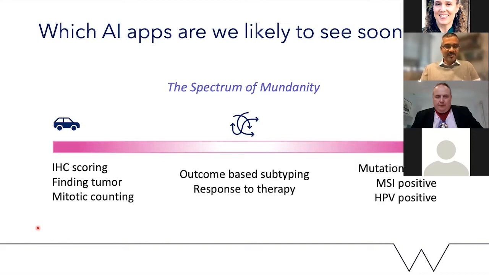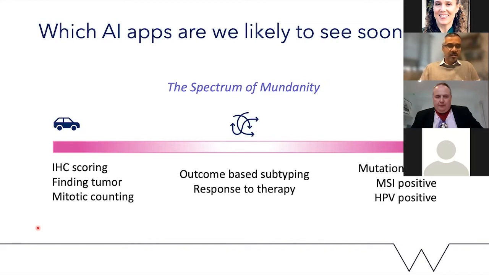My feel is that it's these two ends of the spectrum that are relatively low-hanging fruits. And then it's the stuff in the middle: the outcome-based subtyping, prediction of response to therapy, and stratification of patients into various different subgroups according to outcome. I think that's where a lot of further effort is required. Even though there have been a few advances in these domains, there's a lot of work that's needed there.